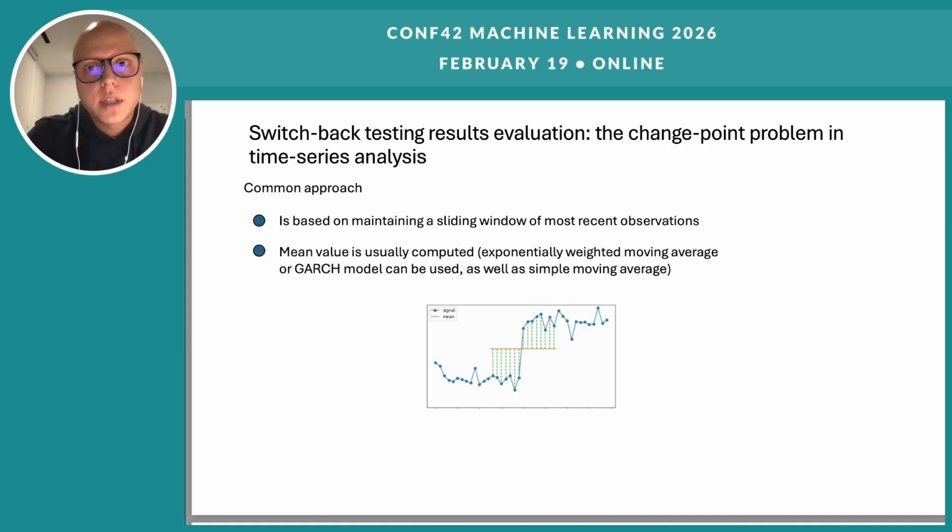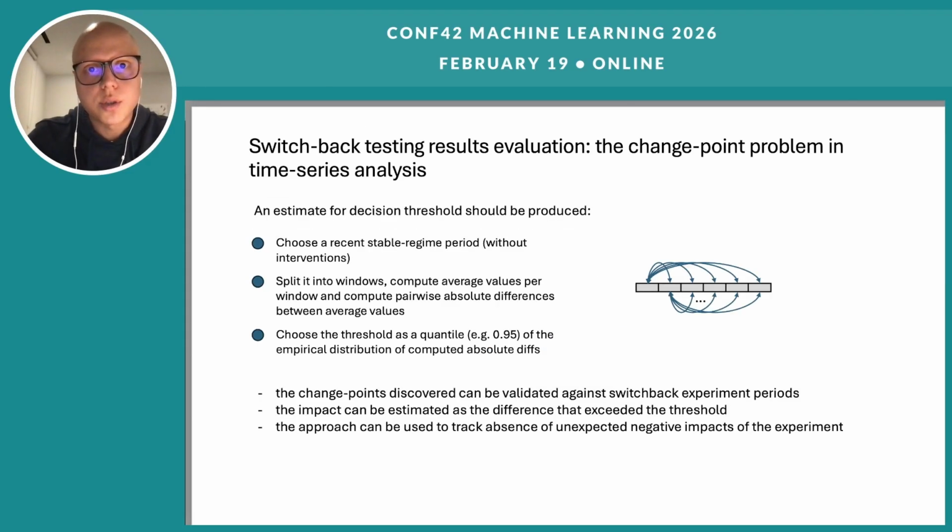So basically the main question, as I already mentioned, is how to choose the threshold for the decision about a change point being discovered to be made. And that threshold can be computed with the following algorithm. So you just choose some recent period of stable regime, meaning that this is a period when you did not make any interventions, you did not change pricing. You split it into windows. It is recommended to split it into windows of the same size.